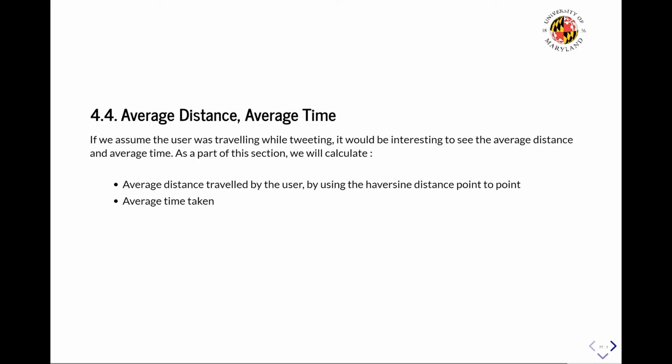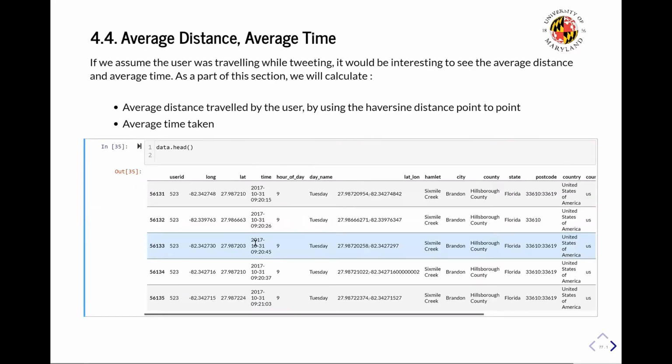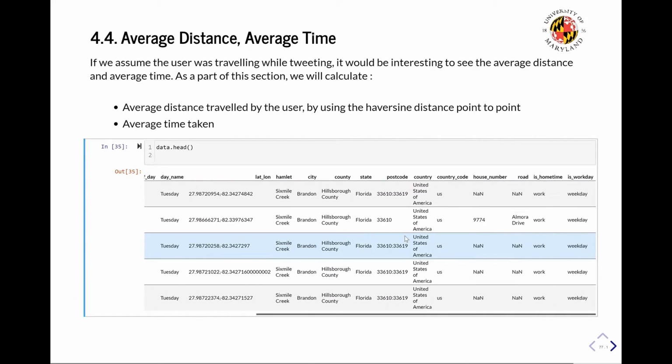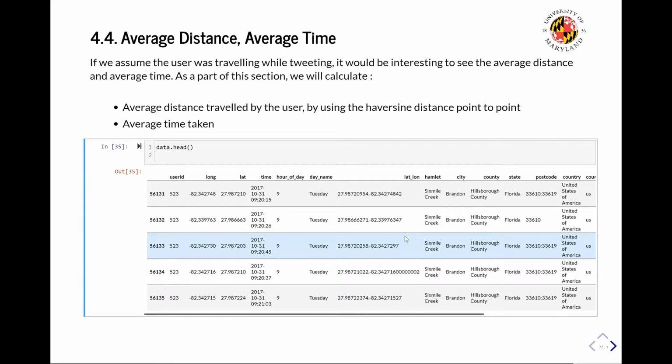Now, since we know that the user has been traveling a lot when he was tweeting, it would also be interesting to see the trip characteristics like the average distance traveled in between the tweets and the average time in between the tweets. So let's see how our data looks like. So we have all these columns here.